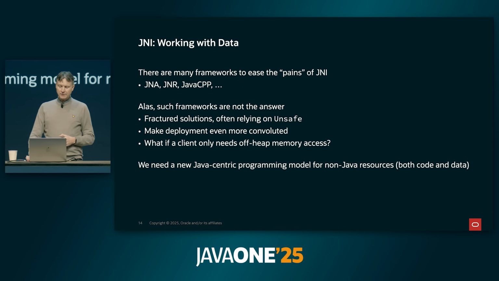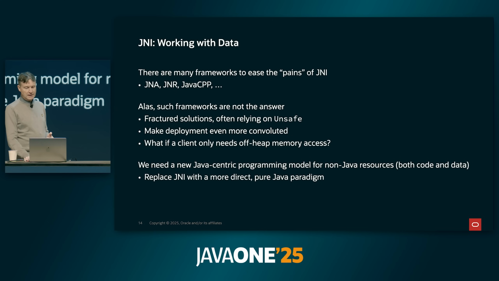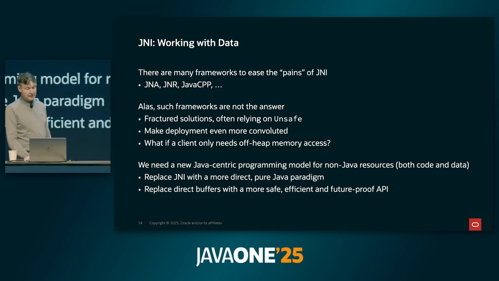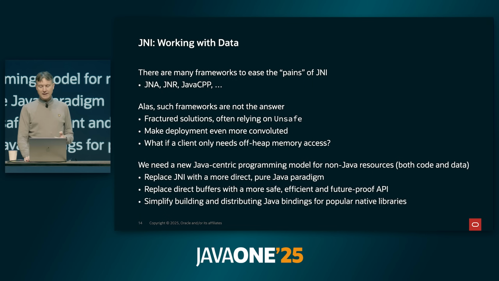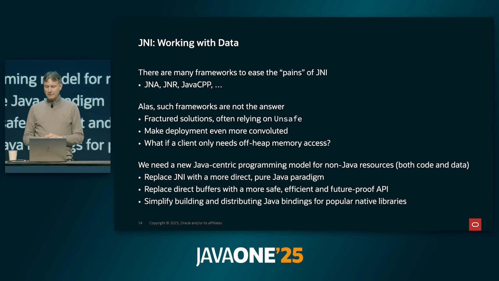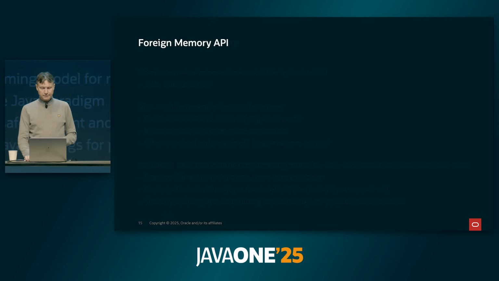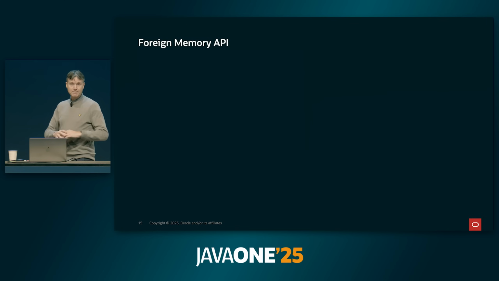So it was apparent we needed a more Java-centric programming model, so we can replace JNI, and we can replace the direct buffers with a much more efficient and future-proof API. And then we also wanted some ways to simplify the building of native bindings. So that's what we did in the foreign function and memory API. And now I'm going to talk about the memory part. How do we work with flat memory?